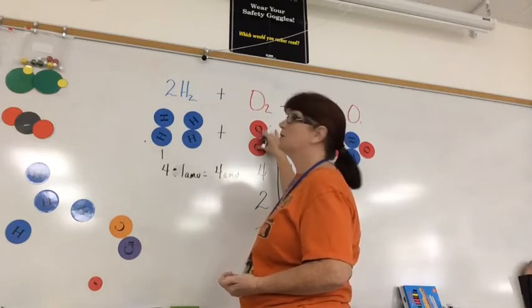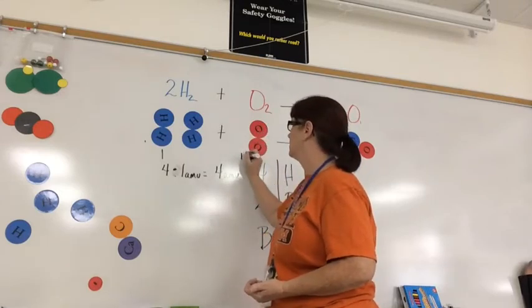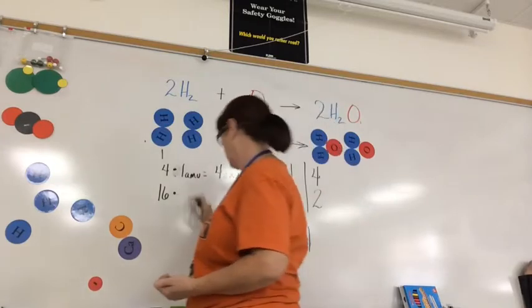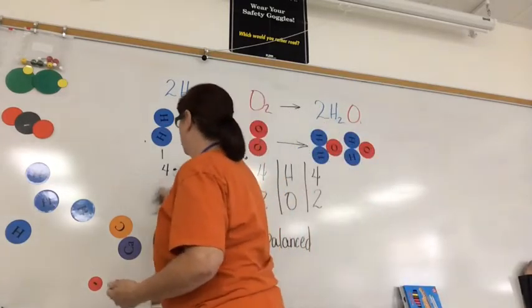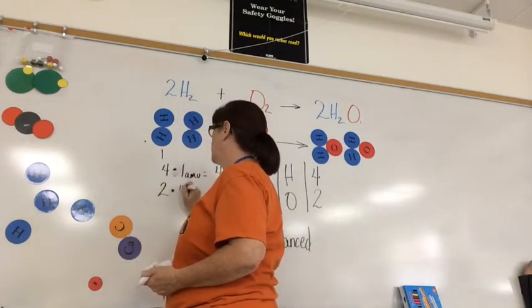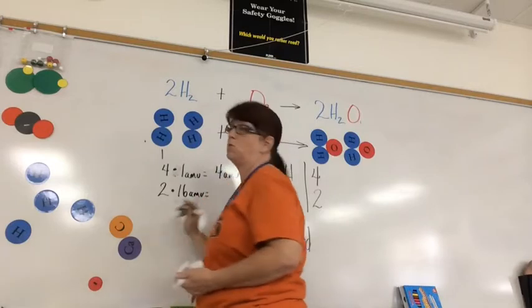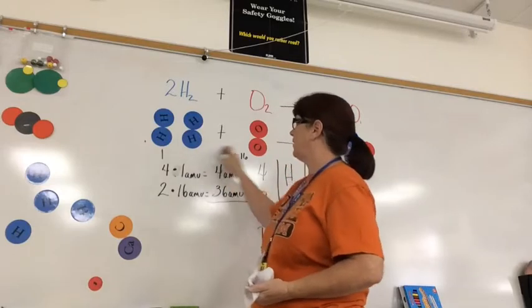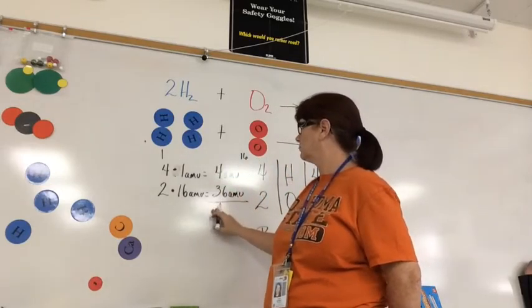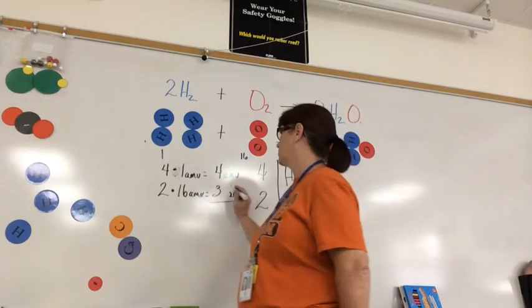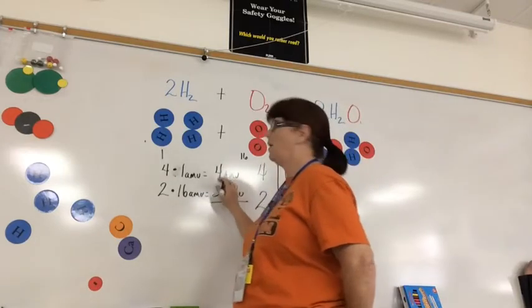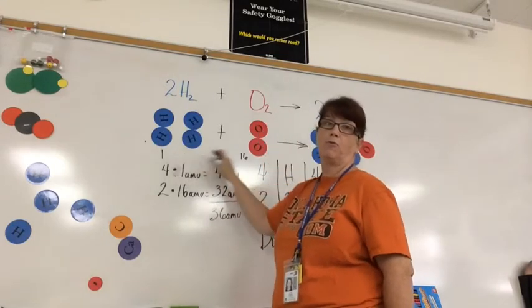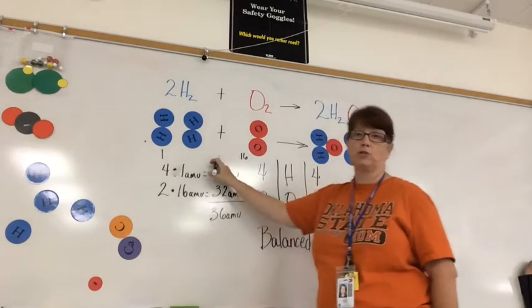My oxygen each has a mass of 16, and because I have 2, 2 times 16 AMUs equals 32 AMUs. To add those two together, I'm going to get a total of 36 atomic mass units for the reactants on this side of the equation.